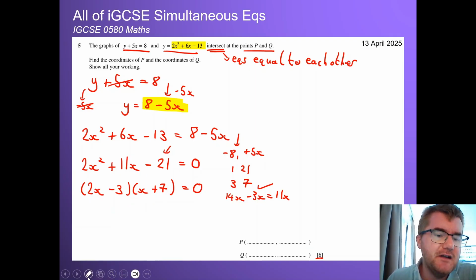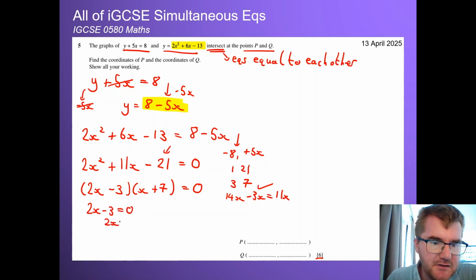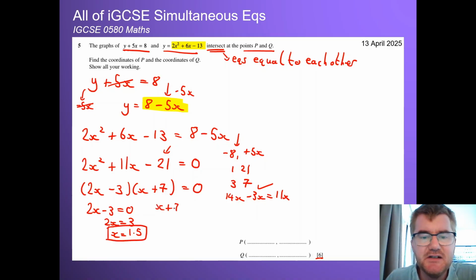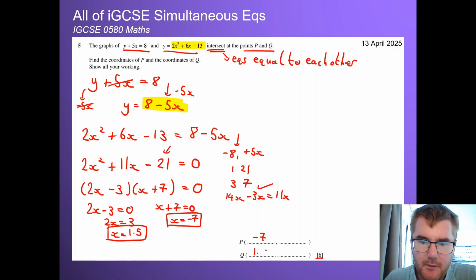Now once we've got this, we can just work out the two answers. So either 2x minus 3 is 0. That means 2x is equal to 3, x is equal to 3 over 2, or 1.5. So that's my first answer. And x plus 7 is 0, therefore x is minus 7. So we can put those answers in for x, so minus 7 and 1.5.